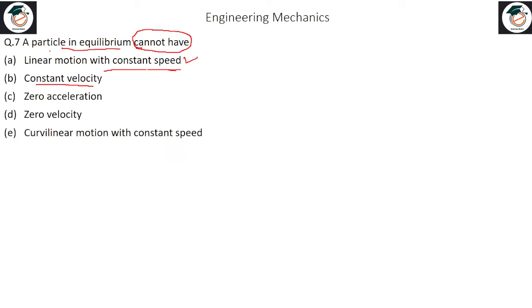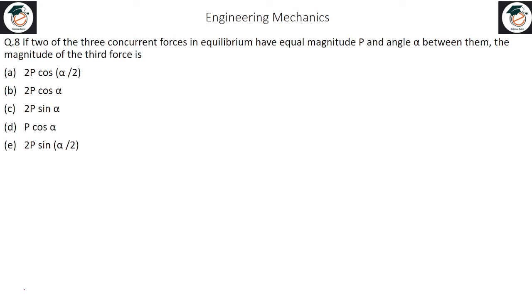So the second option, constant velocity, is also correct. Zero acceleration is also correct, and zero velocity is also correct. But a curvilinear motion with constant speed is incorrect for equilibrium, so according to the question this is the correct option. Let's move to the next question.